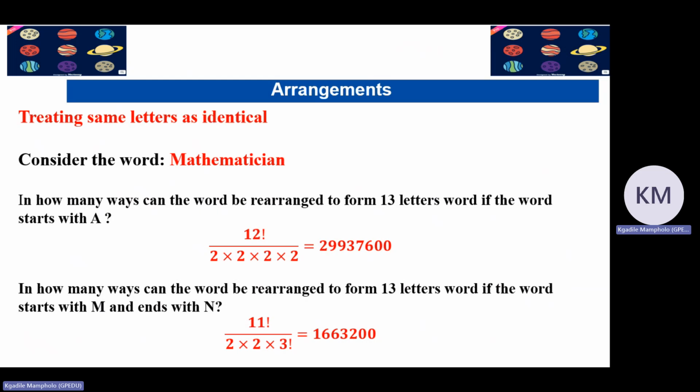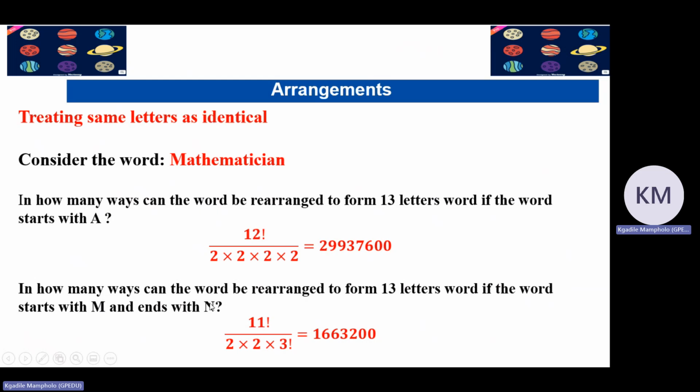Now, in how many ways can the word be arranged to form a 13-letter word if the word starts with A? If you start with A, it means M will repeat. Starting with A first, A will be fixed, then we'll play around with 12 letters. M will repeat, hence 2 here. T will repeat, hence 2 here. I will repeat, hence 2 here. But 1 A is fixed, so we remain with 2 A's. Then only 2 A's will repeat, then we'll have 2 here.